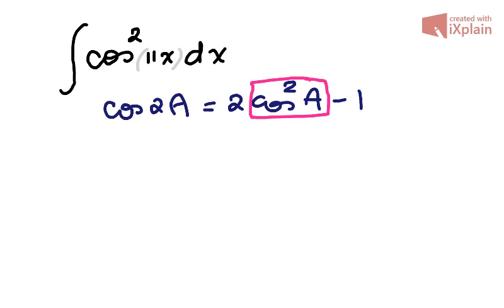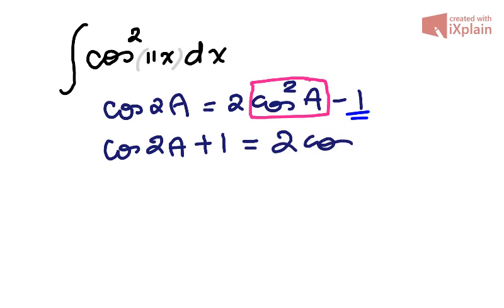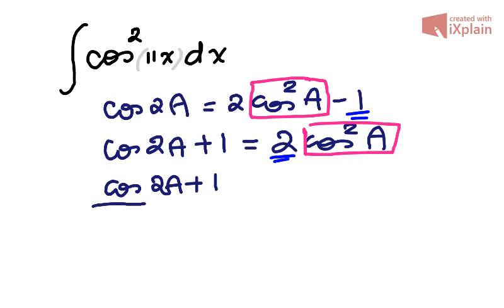Let's leave the 2 cosine squared a there, and let's add 1 to both sides, so we can eliminate that negative 1 from the right hand side. So what do we have? Cos 2a plus 1 equals 2 cosine squared a. Here we are. So now we are almost there. Cosine squared a is almost isolated. So what we need to do now is remove that 2, which is multiplying. So what we do is we divide both sides by 2. The whole side here is divided by 2.